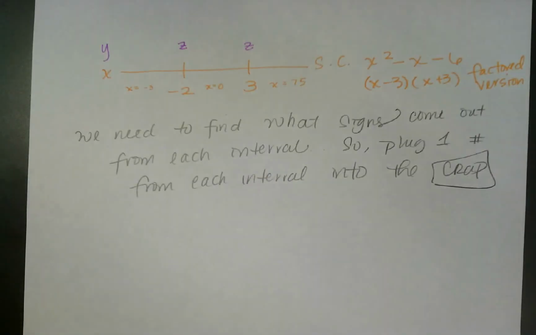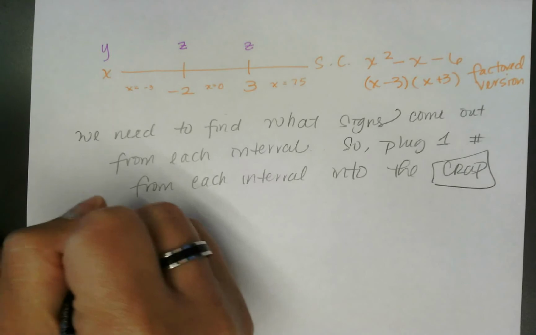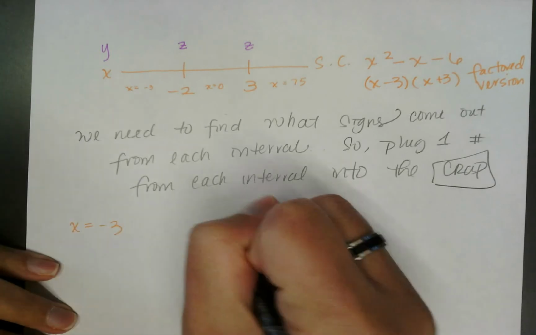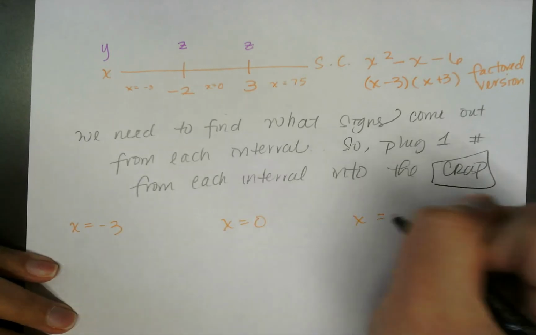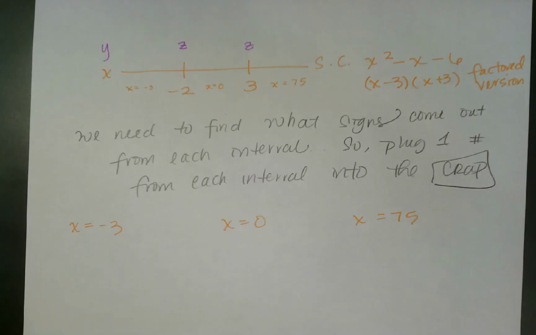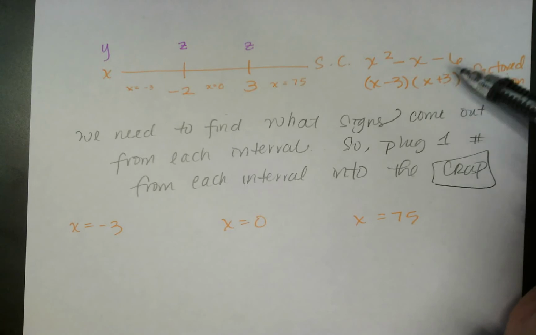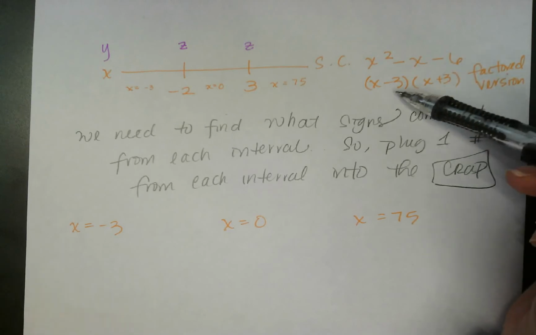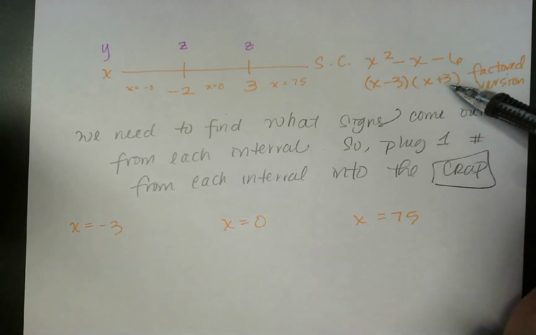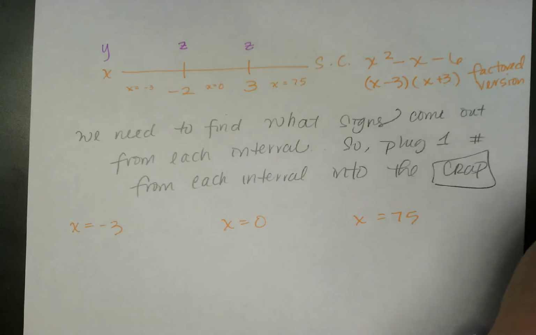This is the work you should be showing in your homework, test, quiz, all this good stuff. So when x equals -3, x equals 0, and x equals 75, you plug it into your quadratic. Either version, it doesn't matter. I'm going to plug it into... Oh, that should be a 2. Should be a 2, right? Yes. Good job. I just caught it.